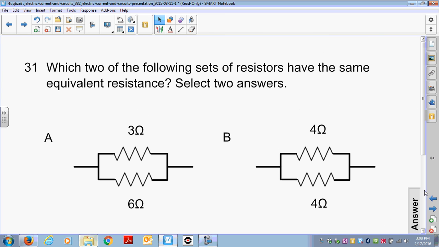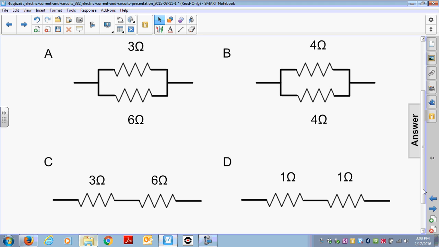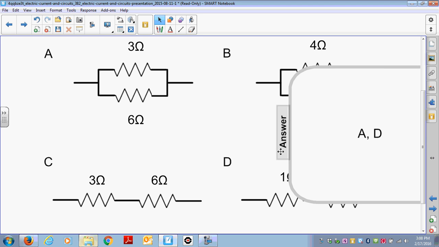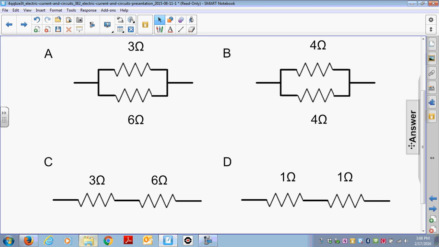Which 2 of the following sets of resistors have the same equivalent resistance? Select 2 answers. Okay, so let's see if you have the correct answers. Hopefully you chose A and D. They both have the same resistance.